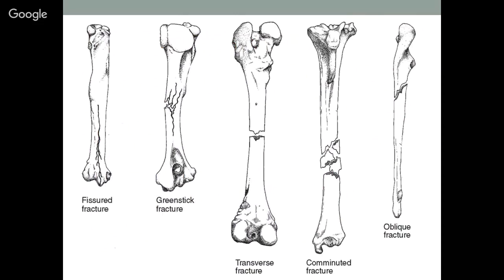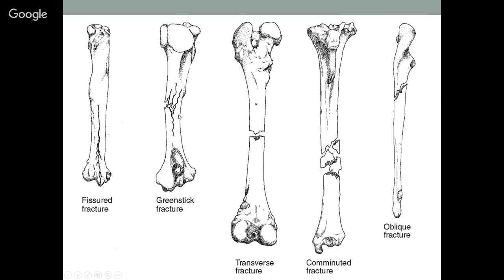Here are some descriptions of some typical fractures that we see. This is a fissured fracture, usually due to stress, repeated stress on the bone. And here you see it going all the way down past the epiphyseal growth plate, which is an issue, and into the joint.